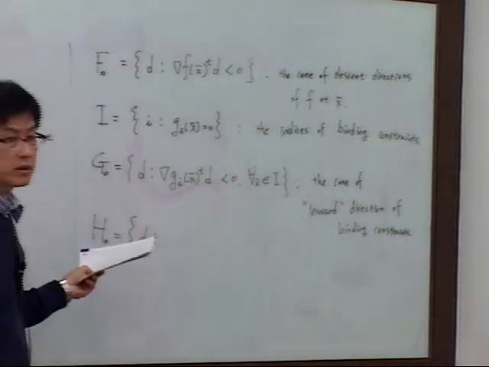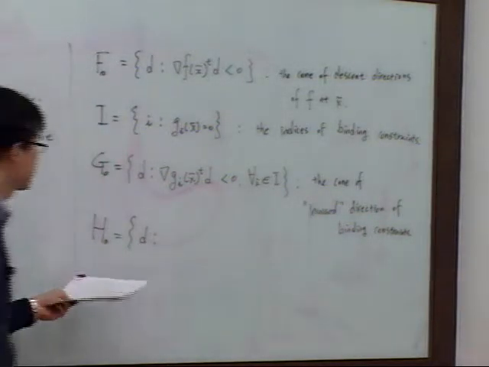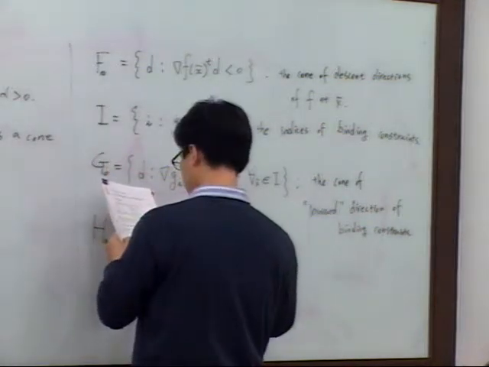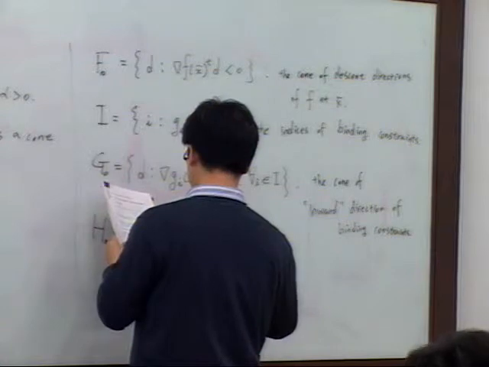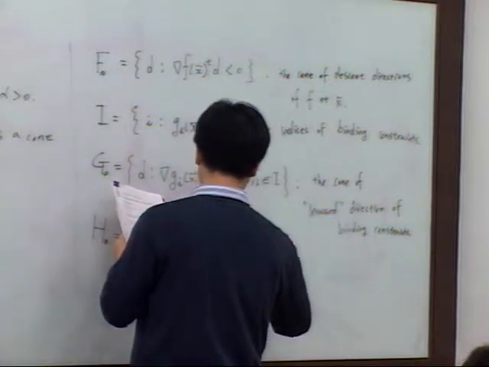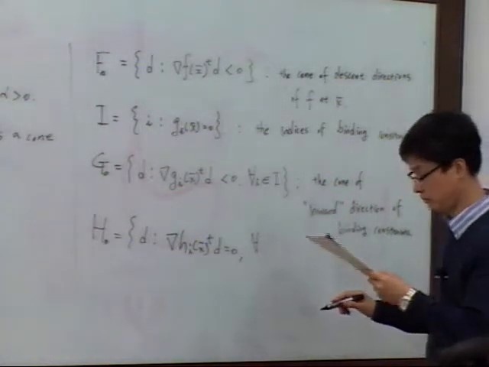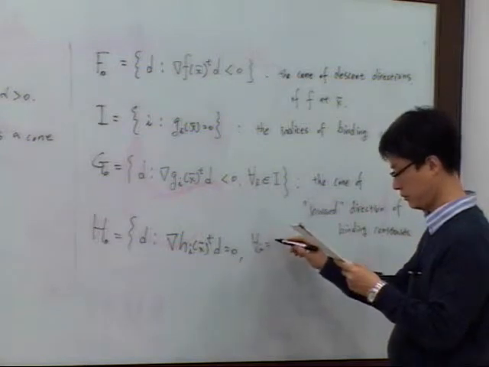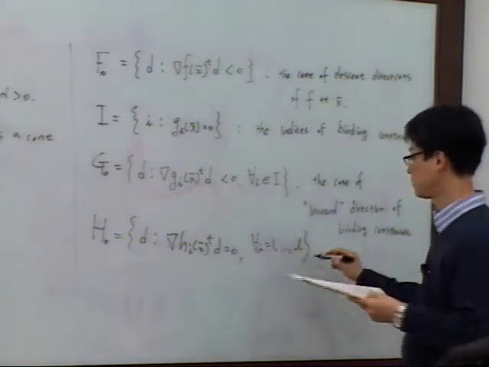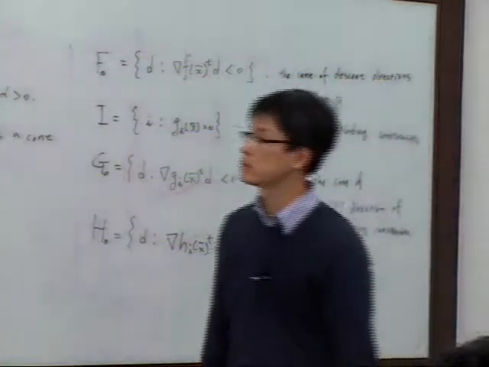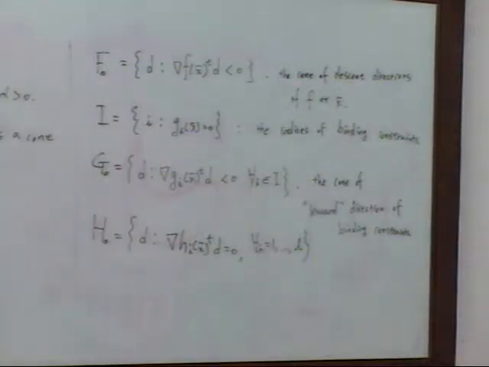Large H sub 0 is also a set of directions which satisfy gradient h sub i transpose d equal to 0. Keep that in mind. This G we mentioned is the inequality constraint. For the H we mentioned equality constraint. Okay? So this is the inequality constraint.